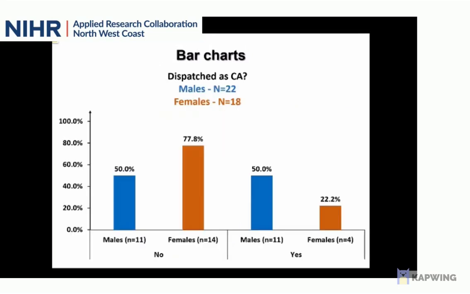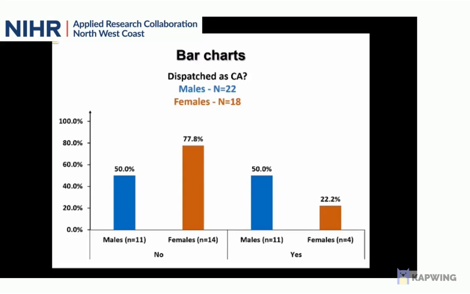With bar chart, we've got bars instead. We've got vertical and horizontal axes. In the vertical axis, we've got percentages. In the horizontal axis, we've got our variables, basically. So we've got gender in this particular case. And the question we are looking at is whether people were dispatched as cardiac arrest or not. You've got no on the left-hand side and yes on the right-hand side.